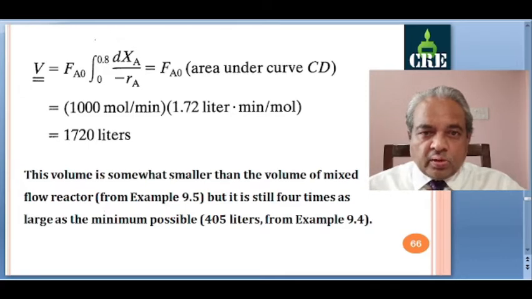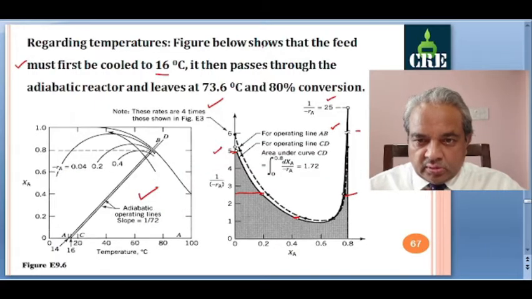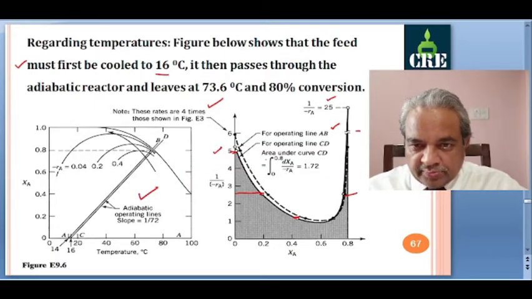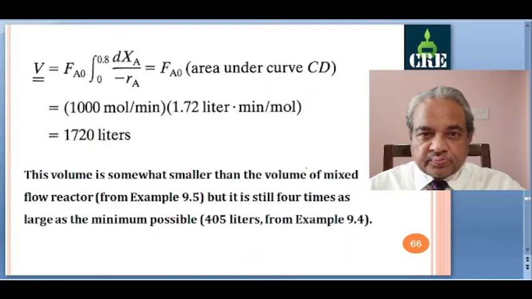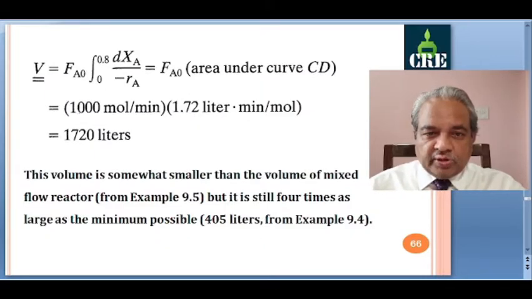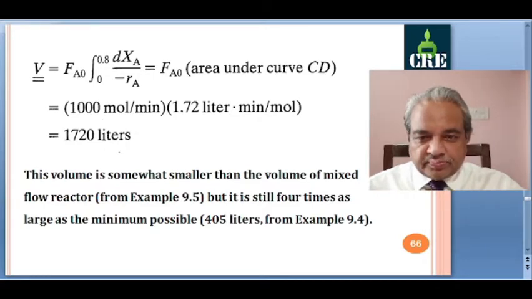So FA0 into integral y dx, that is area under the curve for CD, because this is lower, so this will give you the less area, so that is preferred. And that area under the curve 1.72 multiplied by 1000 is 1720 liter.